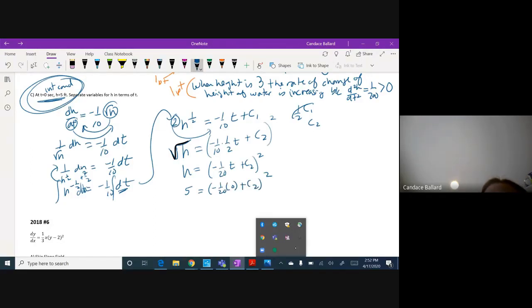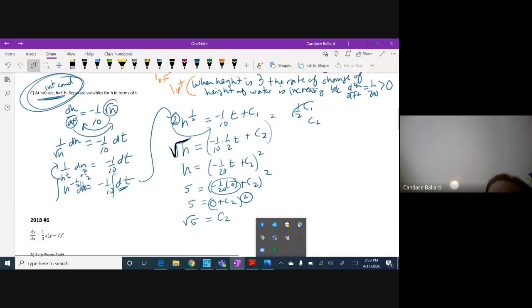Okay, the goal here is to solve for c. So we know that this is going to be 0, so 5 equals 0 plus c sub 2 squared. I have to get this to the other side, so to do that, I'm going to take the square root of both sides. Technically, we would have a plus minus square root, but because of where it's at, it's going to stay positive. So c sub 2 is square root of 5.